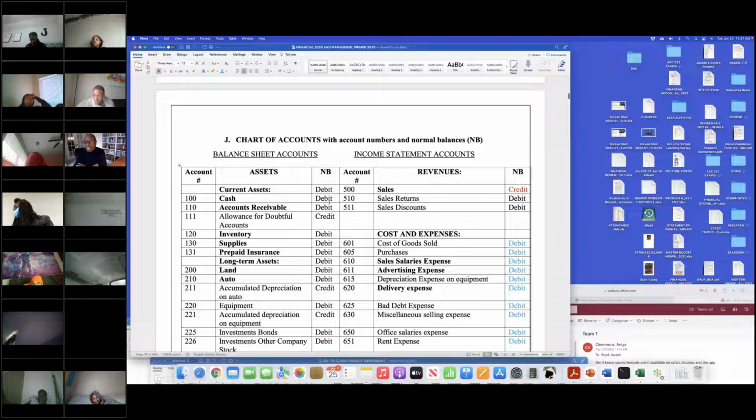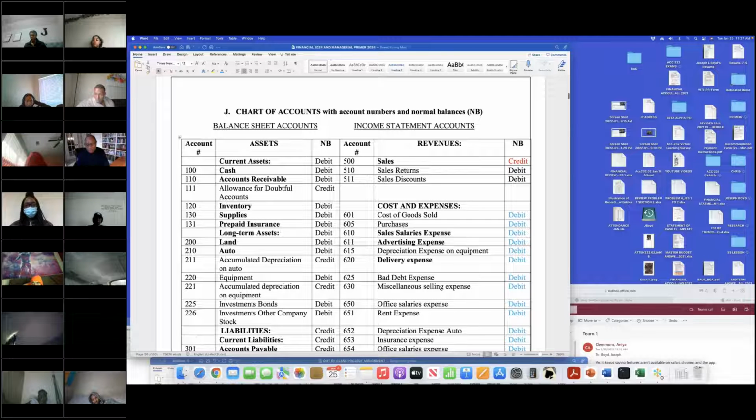Are there any questions at this point? When you say normal balance, you mean for cash it'll be a debit when we start the trial balance? Right, when you do the trial balance. Okay. So that's a good point. These are the normal balances that should occur on that trial balance.